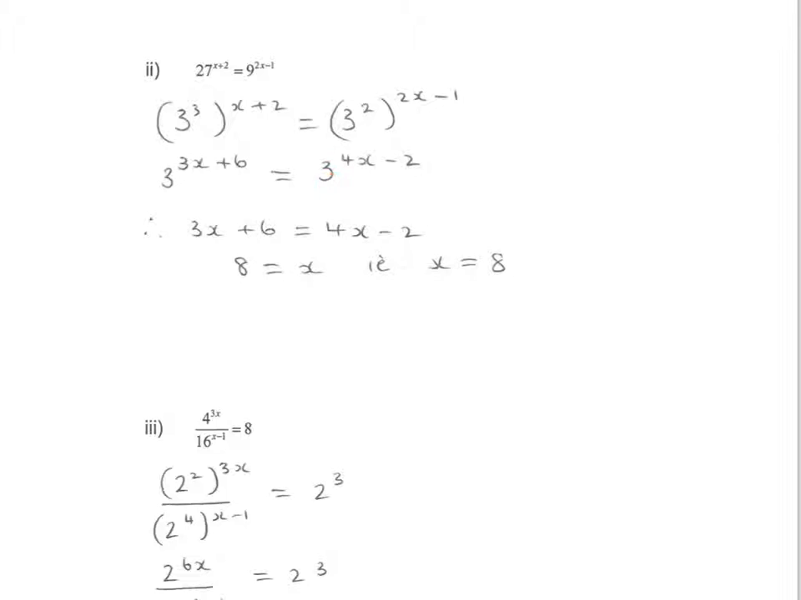Base numbers the same. We need to equate the powers. So 3x plus 6 has to equal the 4x minus 2. Take the 3x away, add the 2 on to both sides, and we get x equals 8.